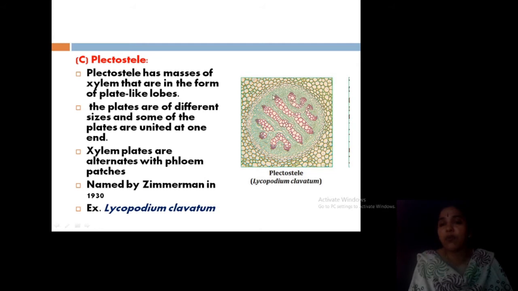Then surrounded by what? Phloem. Phloem in between the xylem plates also. Endodermis. So, there is no pith, only xylem and phloem. This is a type of protostele. So, xylem arranged in plates and phloem occupied in between them. That is plectostele. Example Lycopodium. Understood? Okay. Now, next.